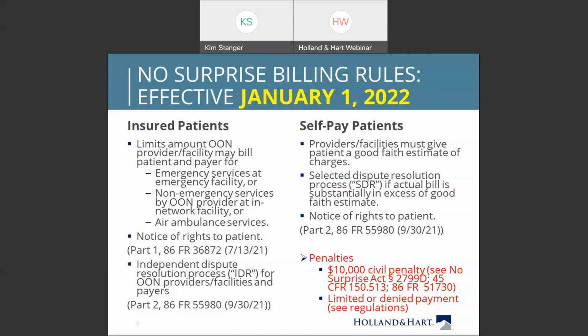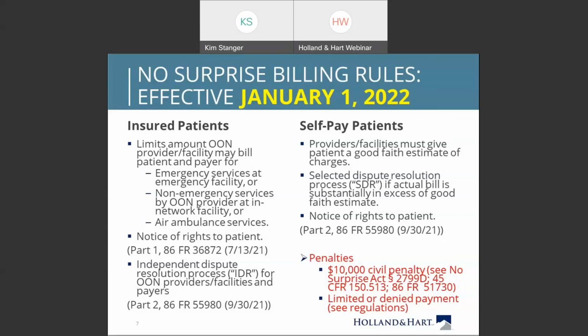For self-pay patients, the new rules that just issued in September, Part 2, provide additional protections. They require providers and facilities to give a self-pay patient a good faith estimate of the charges they're going to receive for the services. In addition, if the actual bill is substantially in excess of that good faith estimate, then the government has established a selected dispute resolution process to determine the amount that the self-pay patient should pay. In addition, it requires the providers and facilities to give the patient a notice of those rights.